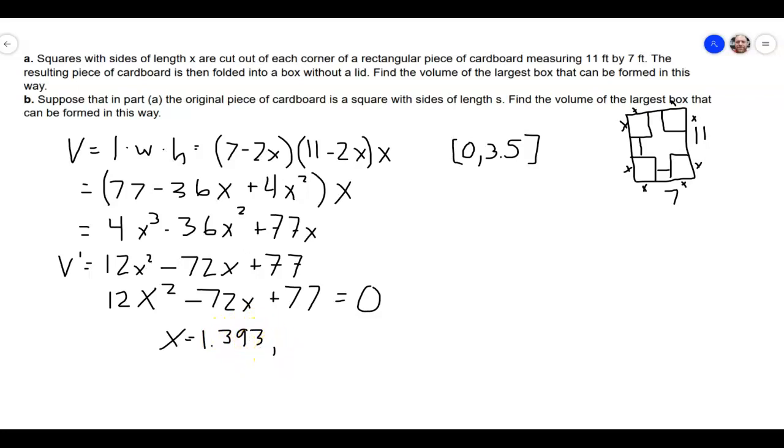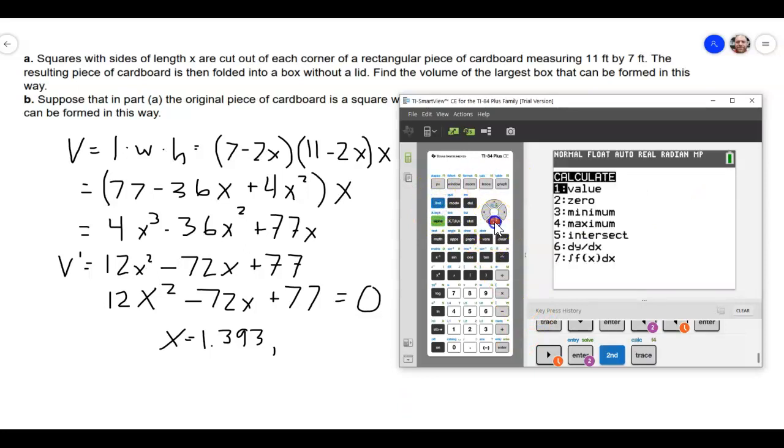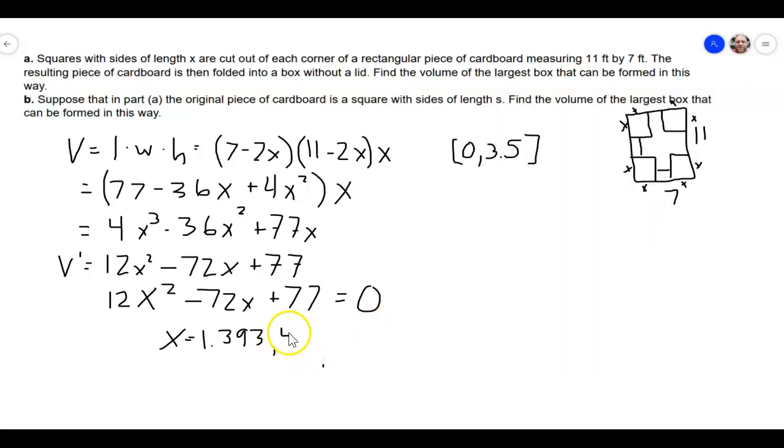All right, and then I have another one there, so let's go ahead and check that one as well. So second calculate, the 0 here, and a left bound. This time I'll go somewhere in the middle here, and the right bound, I'll go over here and enter, and that one looks like 4.607. And as we see, there's only one that is in the interval that we care about in our domain. So this is the critical value.